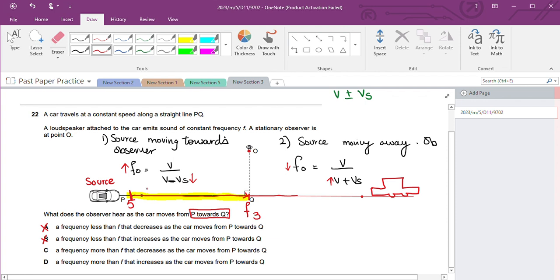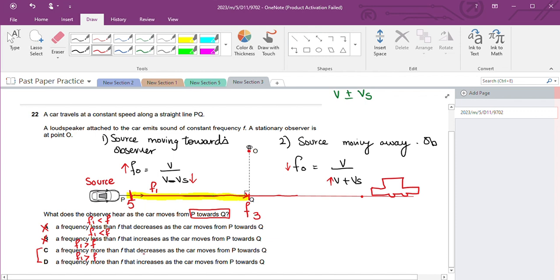Let's say on this whole side we say frequency F1 is coming. So is F1 less than F? No, it's not less than F. So clearly A and B are eliminated. Whereas C says a frequency more than F. Definitely F1 is greater than F. So we need to choose from options C and D.